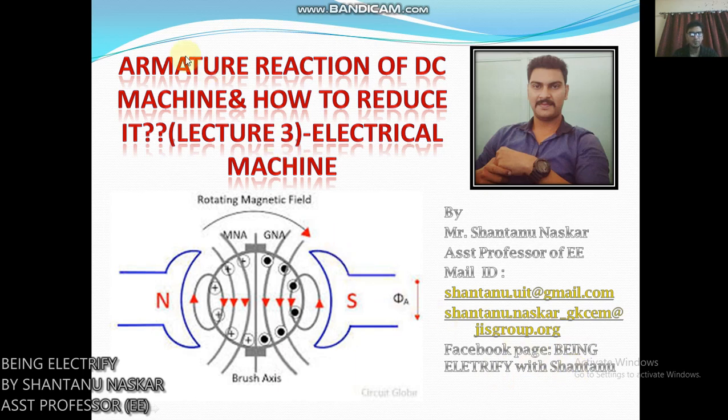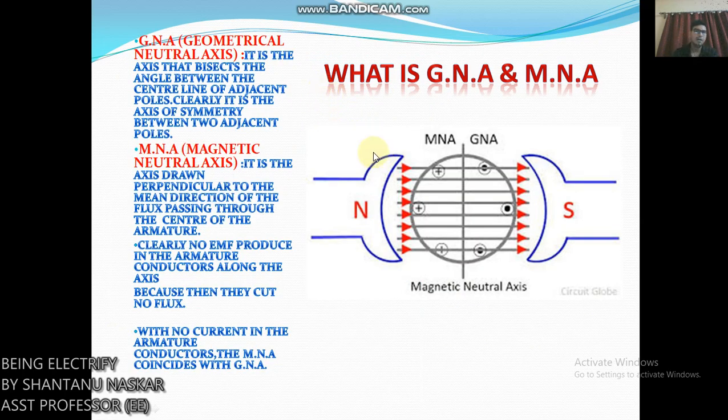Okay, so what is armature reaction? In a DC machine, two kinds of magnetic fluxes are present: armature flux and main field flux. The effect of armature flux on the main field flux is called armature reaction. Now we have to know what GNA and MNA are. GNA means geometrical neutral axis, MNA means magnetic neutral axis.